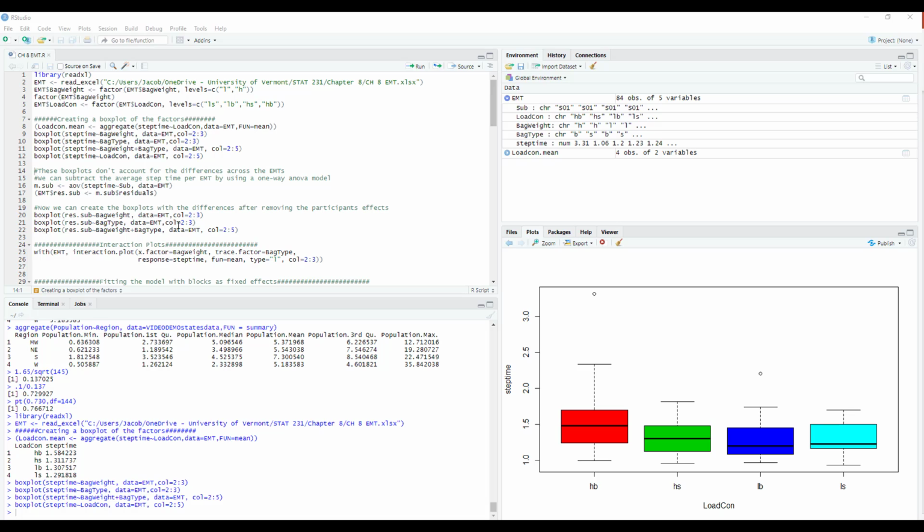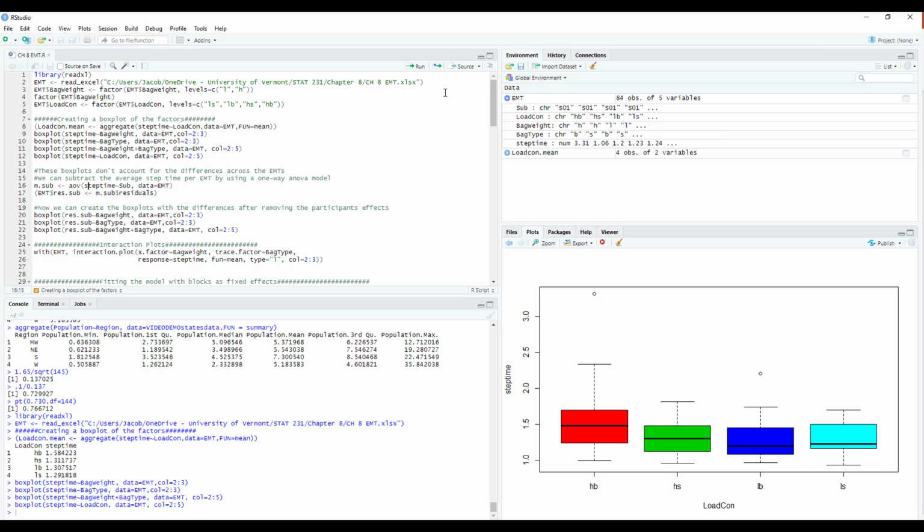What we can do is let's go ahead and remove the effect that each of the EMTs have. What you could do is go through, find the average for each EMT, subtract it from their 4 measurements, but that would be a bit of a hassle doing it in R as is. What we can do instead is let's just fit an ANOVA model just by each subject. So we say the step time only depends on the subject that's being observed. We'll say that data is equal to EMT, so it knows where to find those 2 variables.